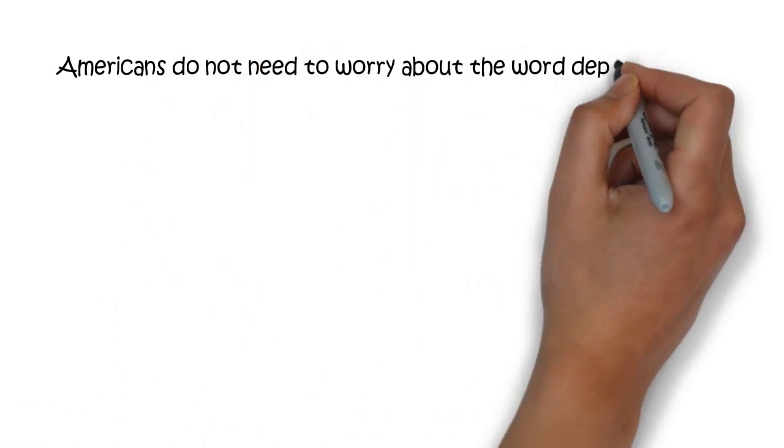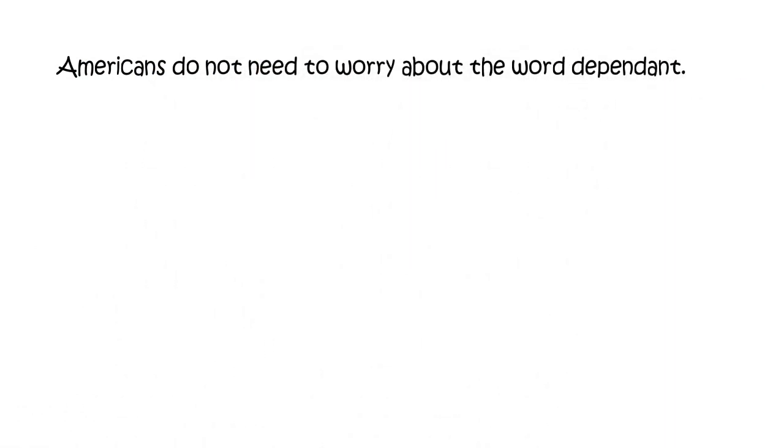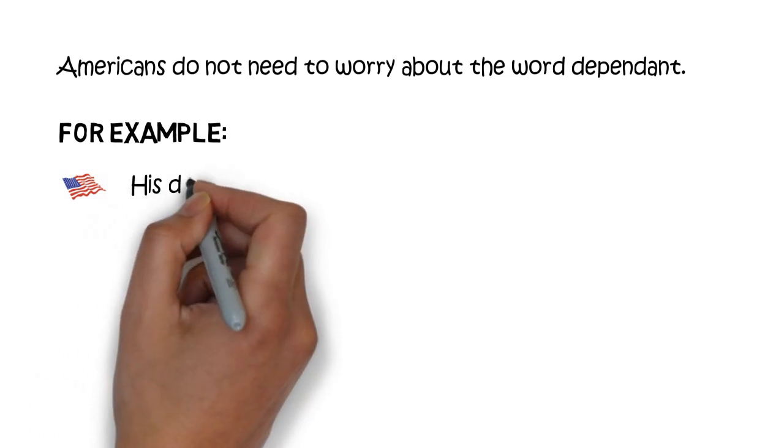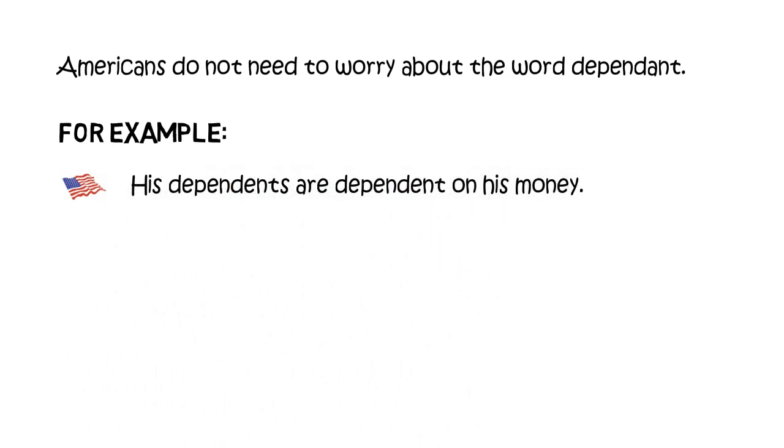The first thing to say is that Americans don't need to worry about the word dependant with an A because they don't use it. So here's an example of how an American might write. His dependents are dependent on his money. So his children, say, are reliant on his money. So it's the same version for both, i.e. the E version for both.